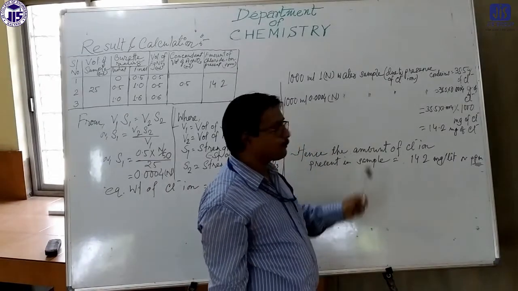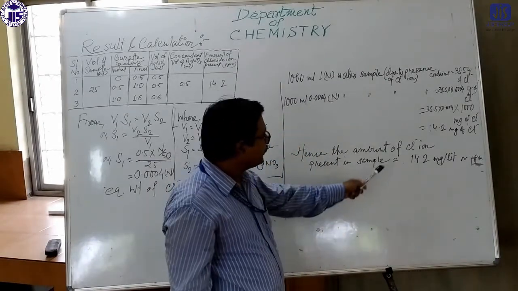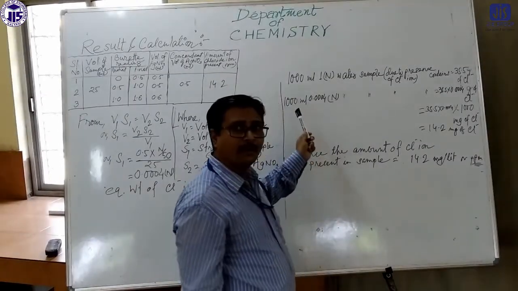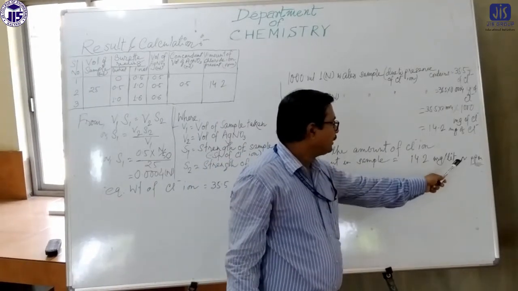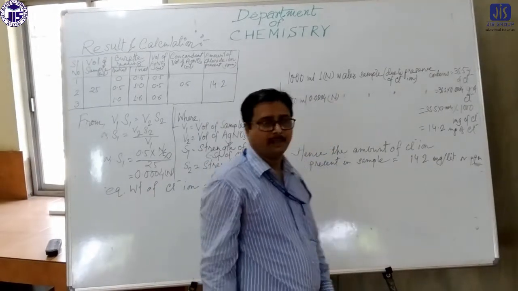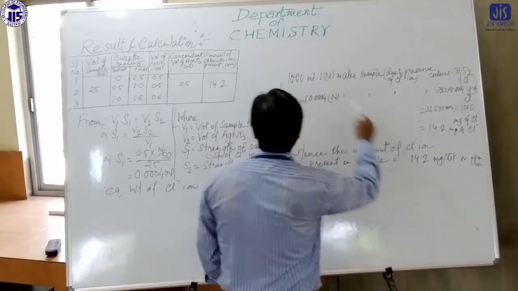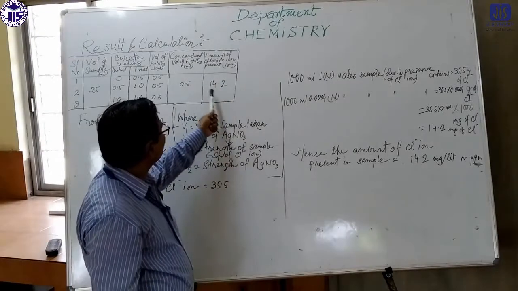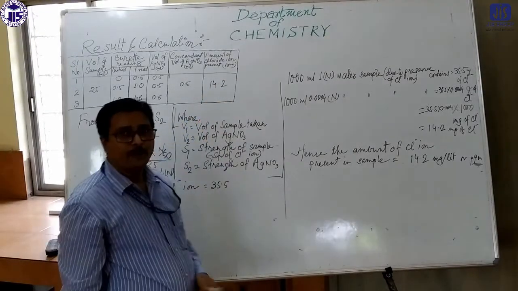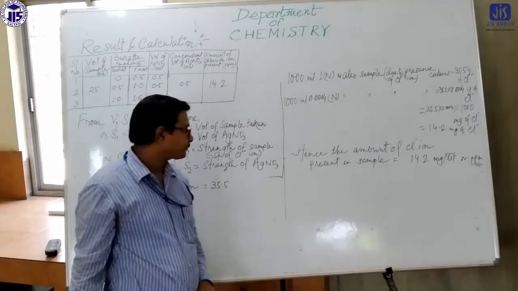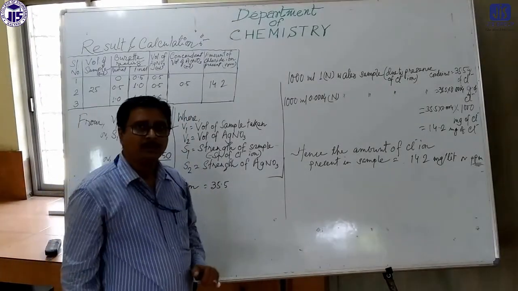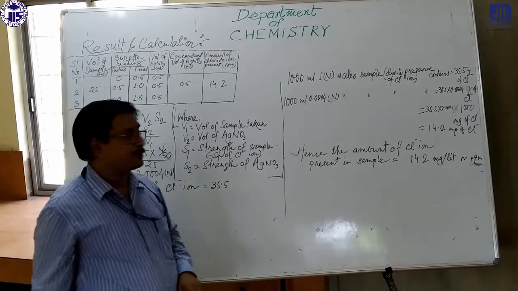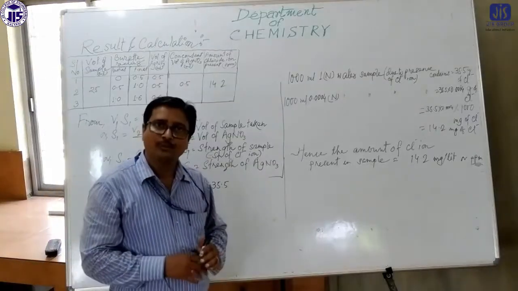Hence we get the amount of chloride present in the sample is 14.2 milligram per liter, because we are calculating for 1000 ml. So 14.2 milligram per liter, or ppm, parts per million. Now this value you have to put in the last column of your table. So the amount of chloride present is 14.2 ppm. Now this is all about the experiment of argentometric titration. I think all of you understood that.